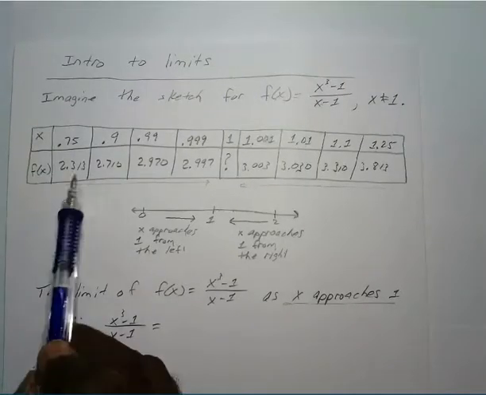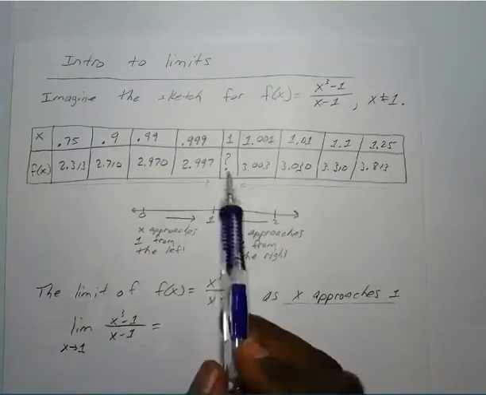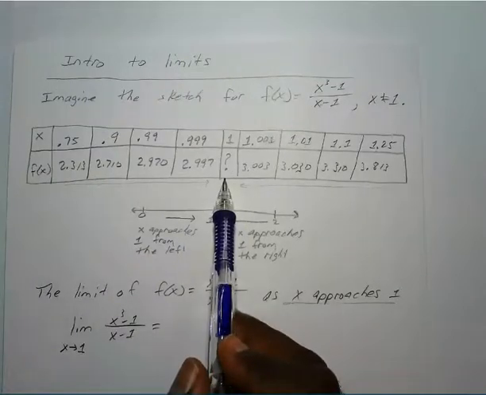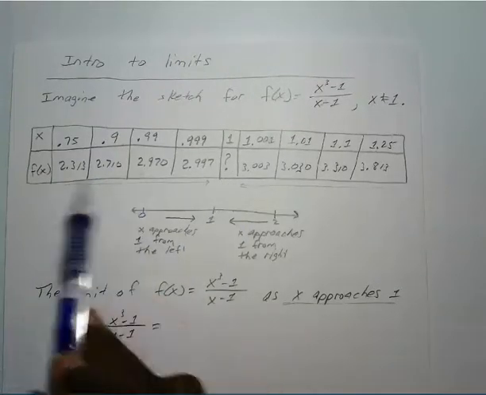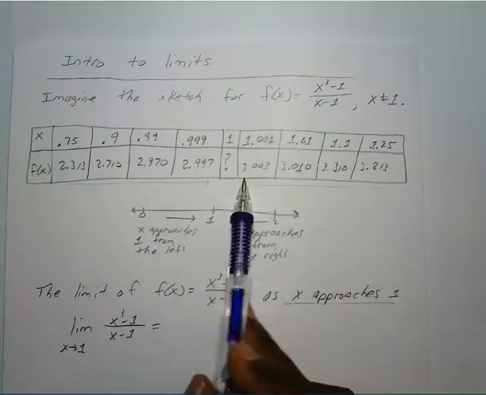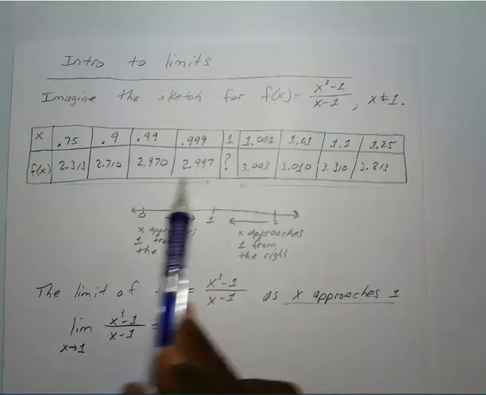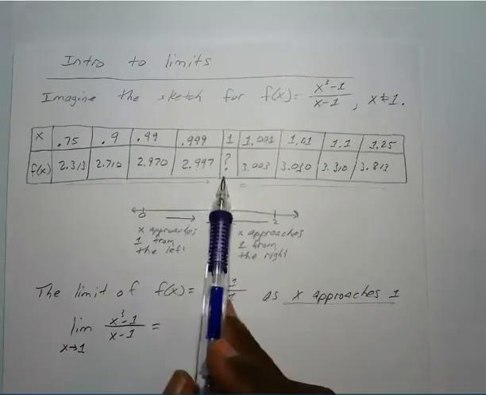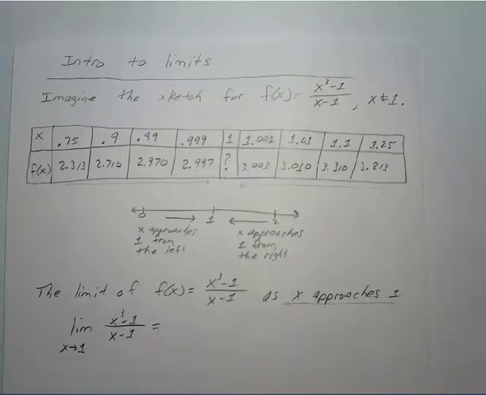And judging from this, we can see that that limit is 3. Because as you approach 1 from the left, it's getting closer and closer to 3. As you approach it from the right, it's getting closer and closer to 3. So from the left and the right, both approaching 3, then that limit is 3. So it's equal to 3.